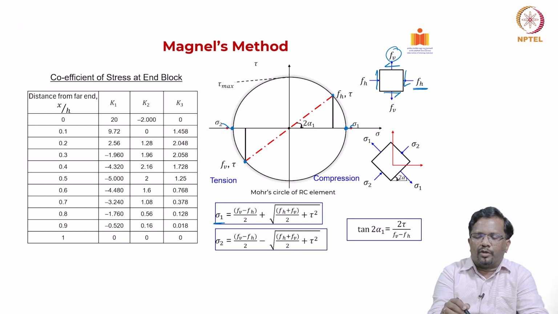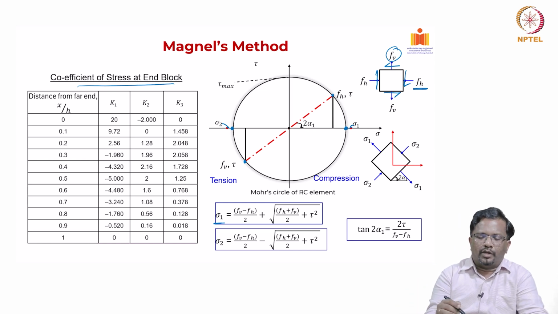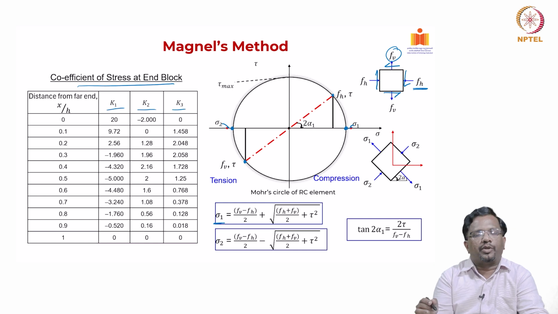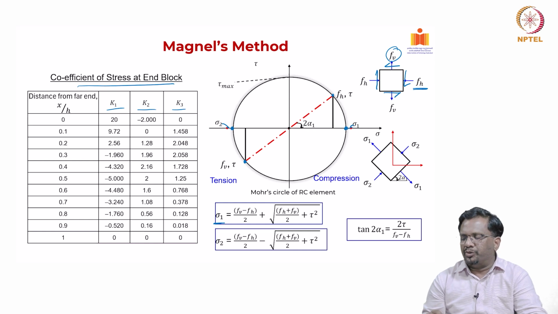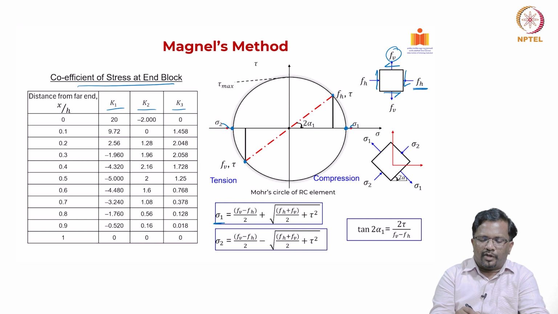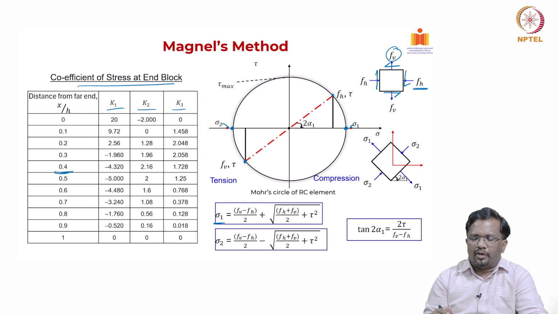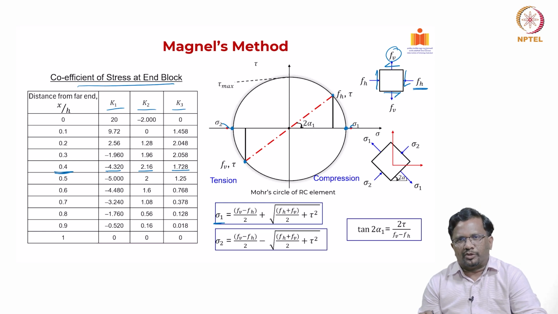Now, how do we get the coefficients of stresses at the end block? Depending upon the distance from the far end where you are taking the section, already from elastic stress analysis, the K1, K2, K3 values are reported by Magnel, and they can be readily used to calculate your principal stresses. For example, if I am taking a distance of 0.4 of the overall depth of the member, K1 is minus 4.32, K2 is 2.16 and K3 for shear is 1.72.